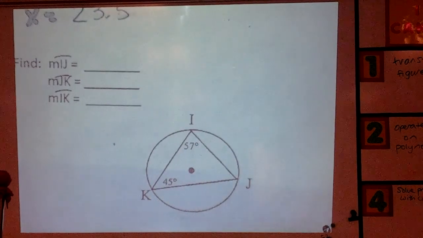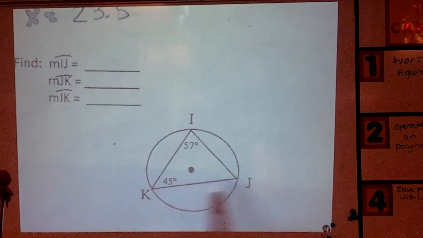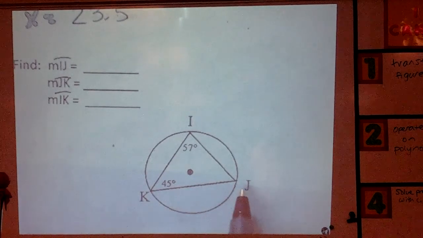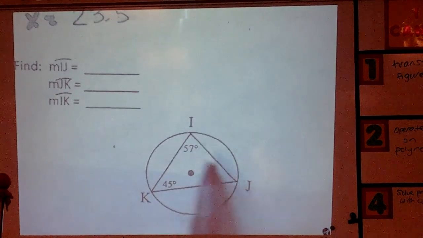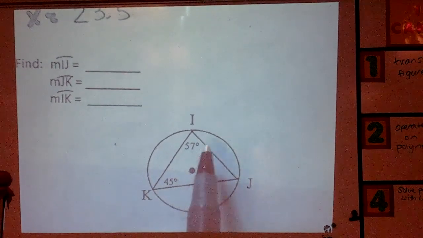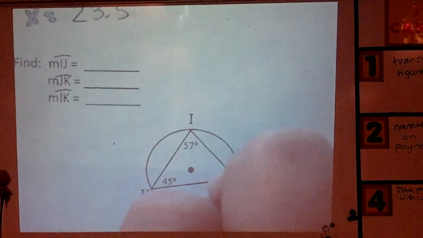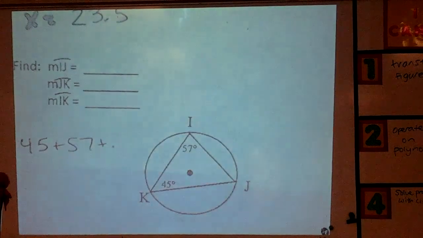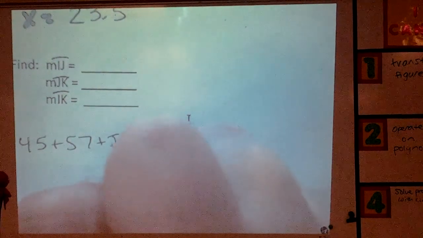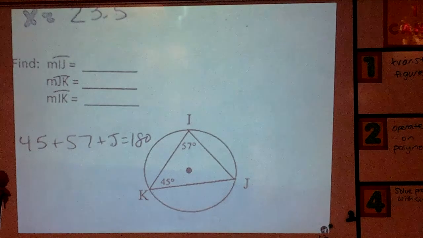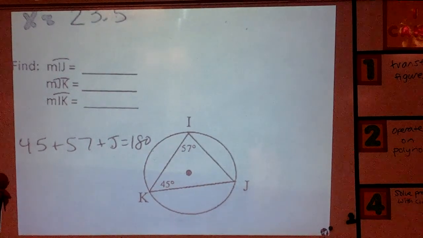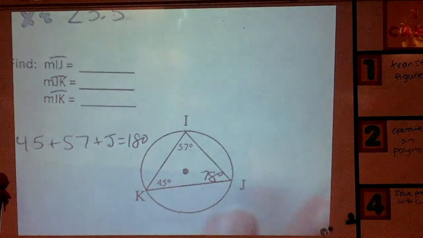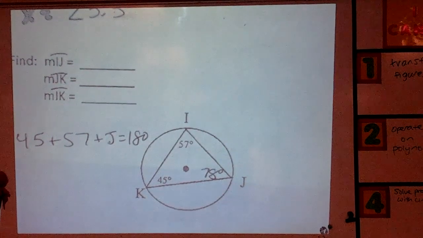Last question. What kind of shape do I have in here? I have a triangle. What do I know about the angles in a triangle? They add to 180. So if I have 45 and 57, then angle J, 45 plus 57 plus J equals 180. So J is going to give me 78 degrees. Now, that didn't actually answer any of my questions.